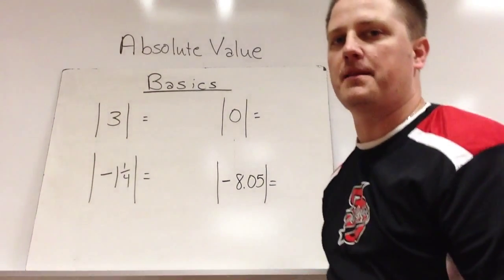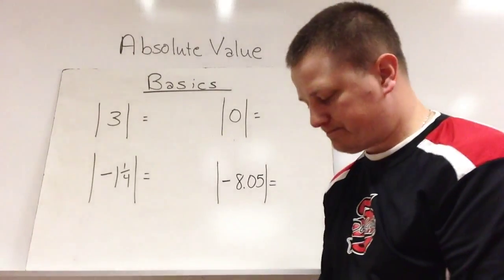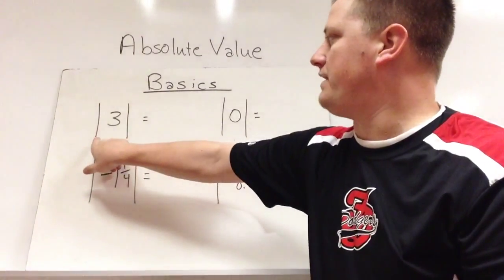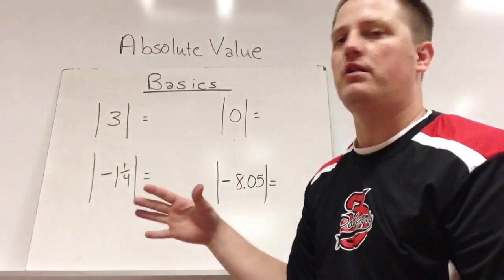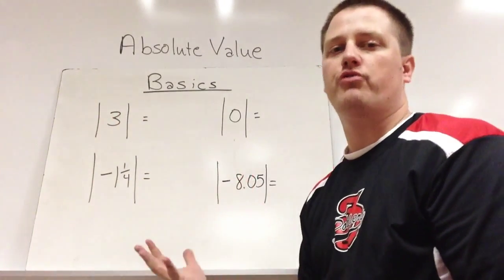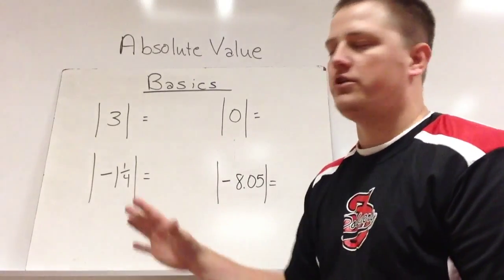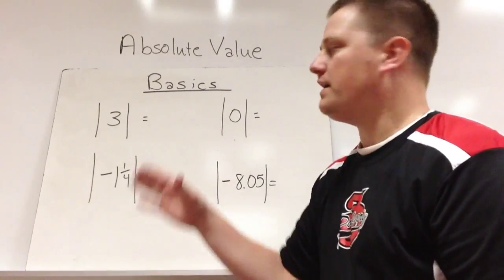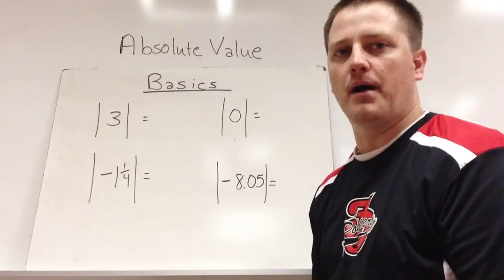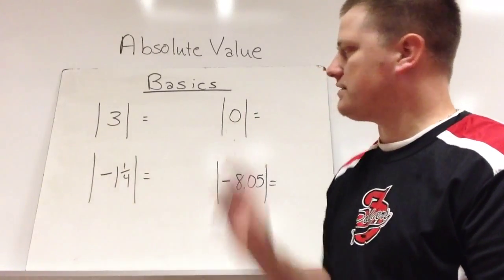So we first want to look at the basics of absolute value. Absolute value is represented by these two tall lines around the number. When you draw these, you need to make sure that they're a little bit excessively long so you don't mistake them for ones, especially when you're talking about basic integers like 3 and 0 here.